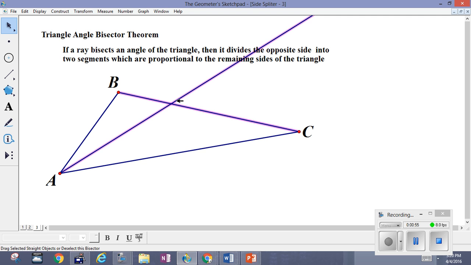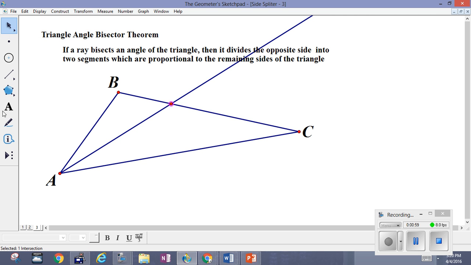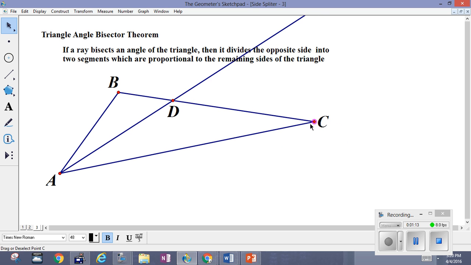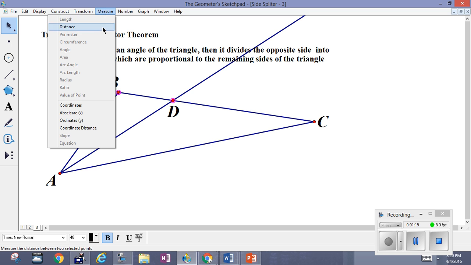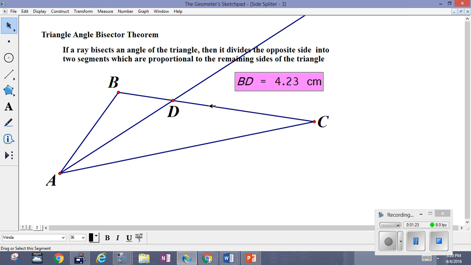I want to find that point of intersection there, and I'll label that D. Now it's dividing the side into two parts, and that could be dividing it, who knows how. But all we're going to say is this: let's measure BD, and let's measure DC.